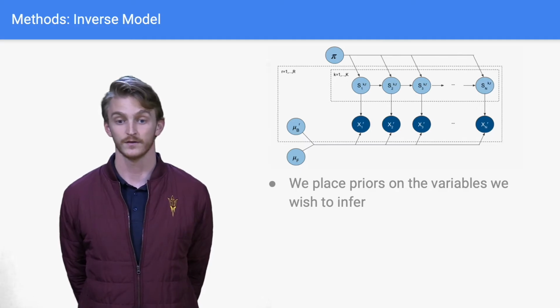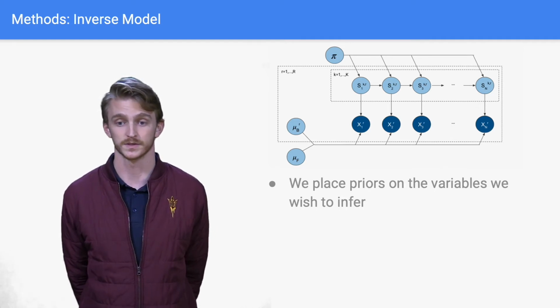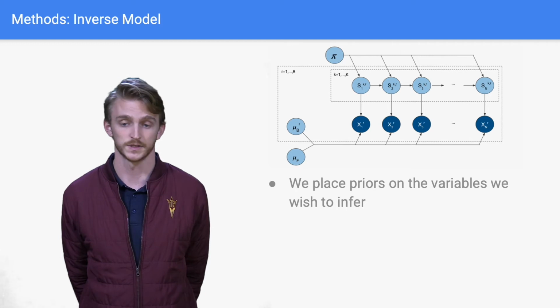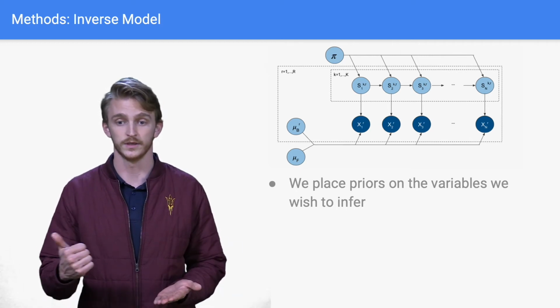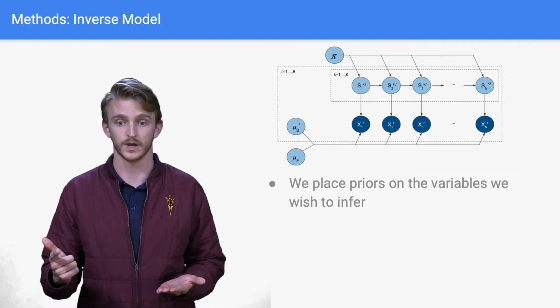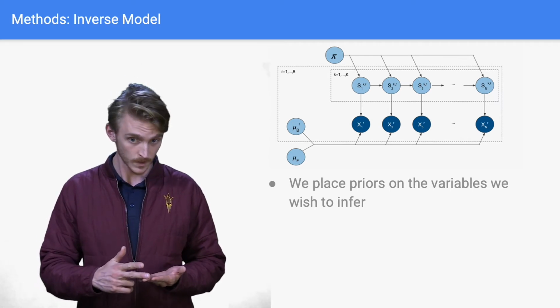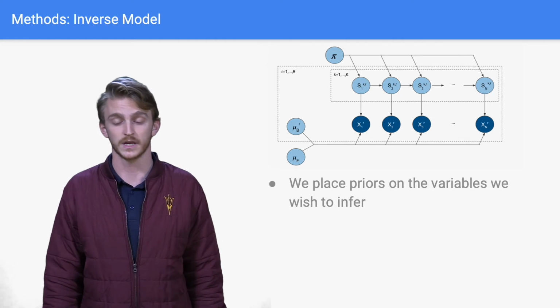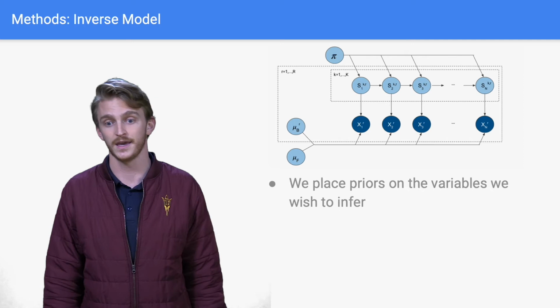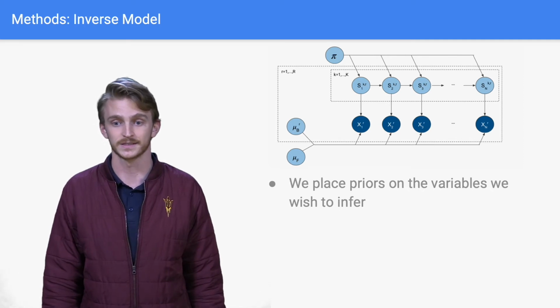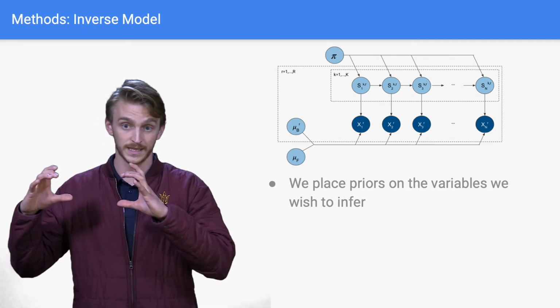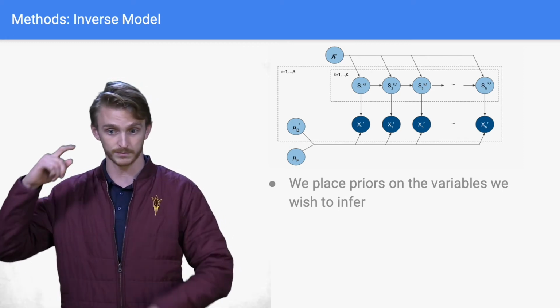So now that we have a forward model, to create an inverse model, we put priors on the variables that we wish to infer. In particular, we put priors on the transition matrix, we put priors on the fluorophore brightness and the background brightness. We cannot put priors directly on the number of fluorophores K, as K is an index that contains all of the fluorophores within its plate.